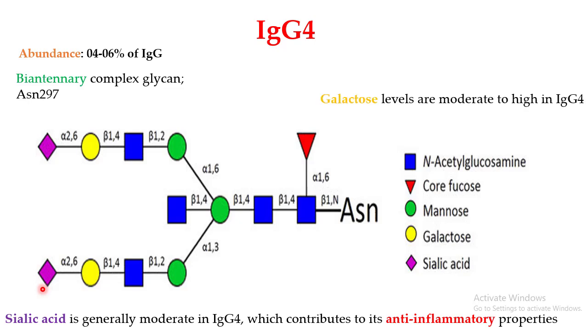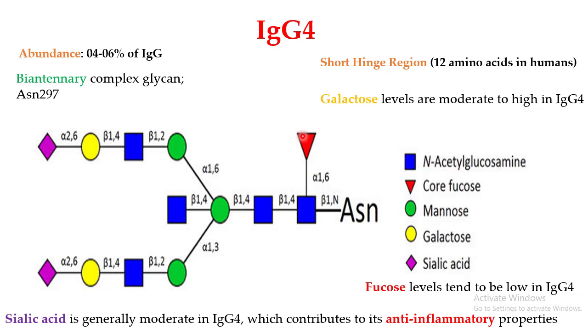Now, the galactose levels are moderate to high in the immunoglobulin G4, and these are actually the galactose structures, as you can see over here. And the third thing about them is that the level of the fucose tends to be low in the immunoglobulin G4, and these red ones are actually the core fucose present in the biantennary complex glycan structure.